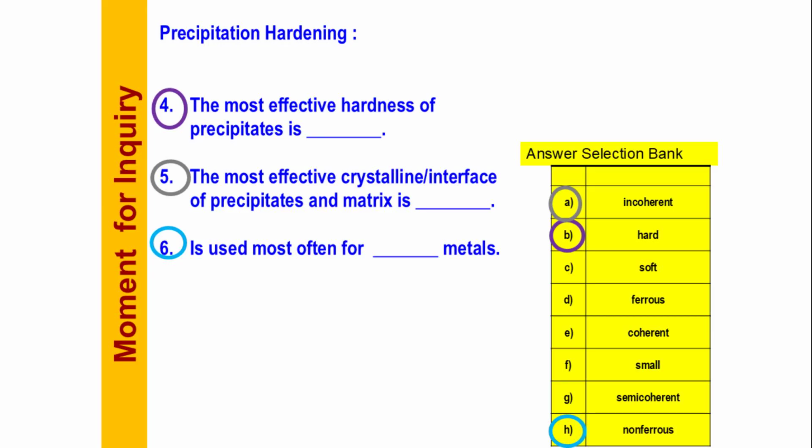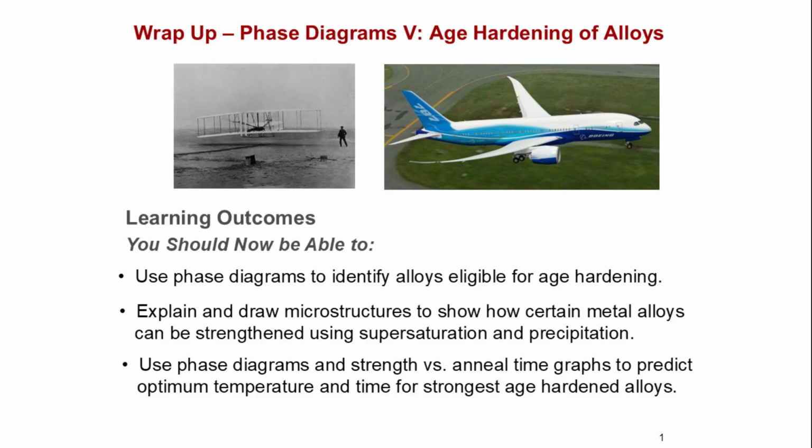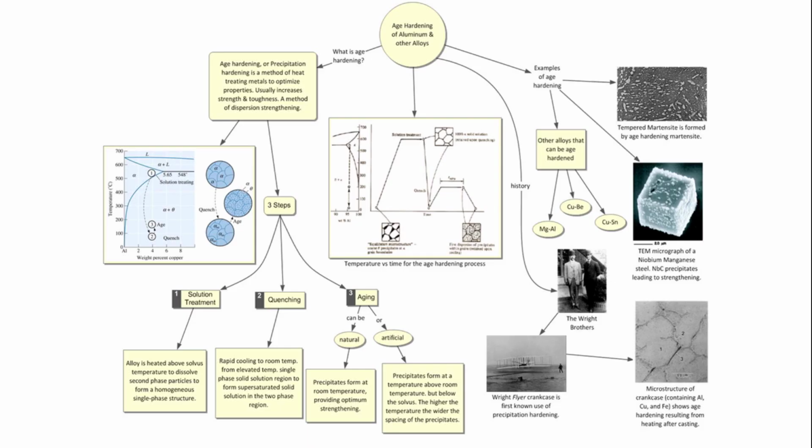Well done! You should now be able to identify alloys eligible for age hardening, explain and draw microstructures, and use phase diagrams and strength versus anneal time graphs to predict optimum conditions for age hardening alloys. Age hardening involves solution treatment, quenching, and aging. This process forms precipitates that strengthen the alloy by impeding dislocation motion. Let's review the detailed steps and examples of age-hardened materials.